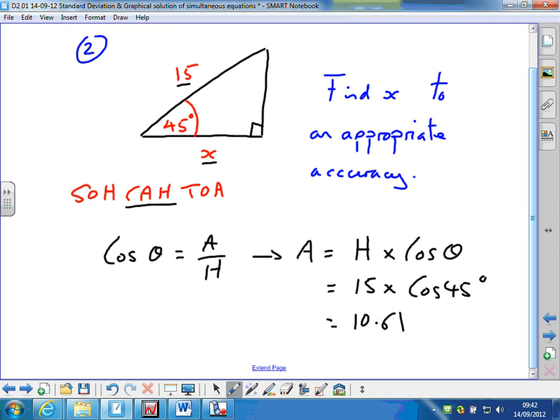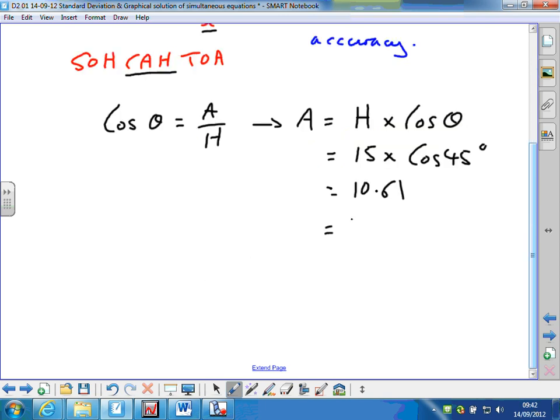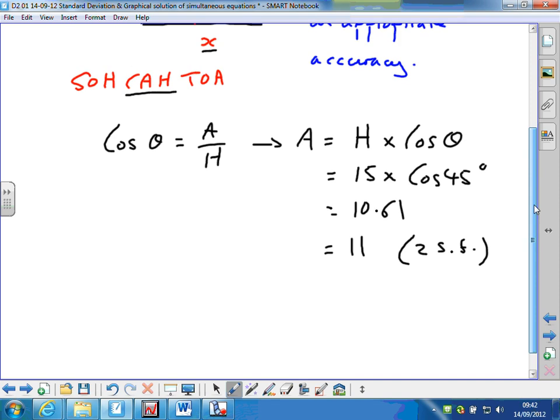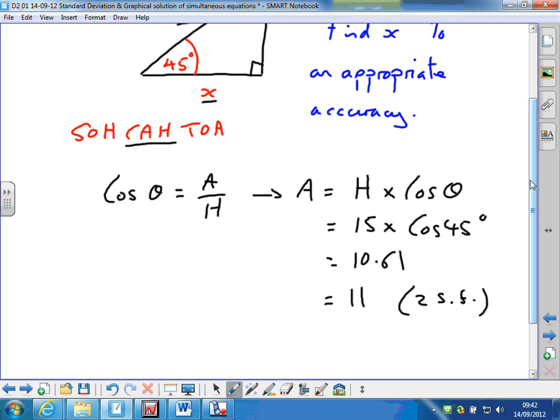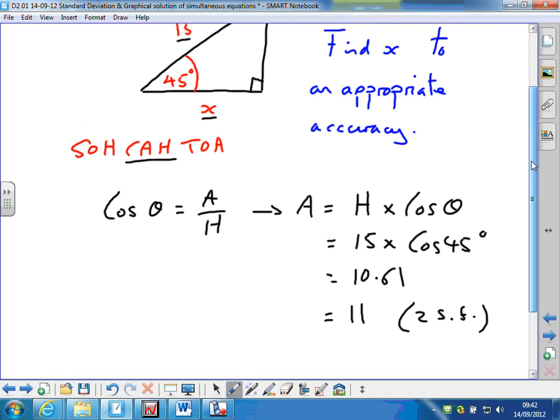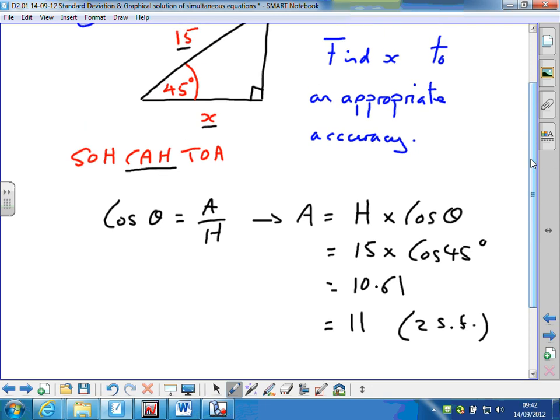Yeah, probably two significant figures, so 11. You might think to yourself, we're losing some accuracy there. 10.61 is going to 11, but bear in mind, we can only be as accurate as the number we put in. Just because the calculator's saying 10.61 doesn't mean it is that accurate. That's the accuracy, the 15, isn't it? Yeah. Next.